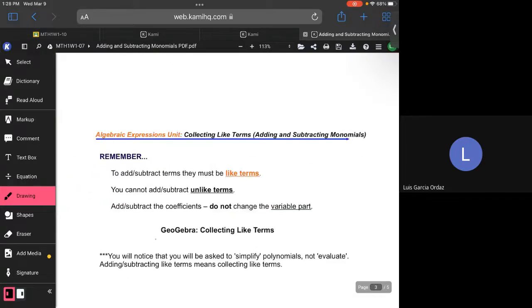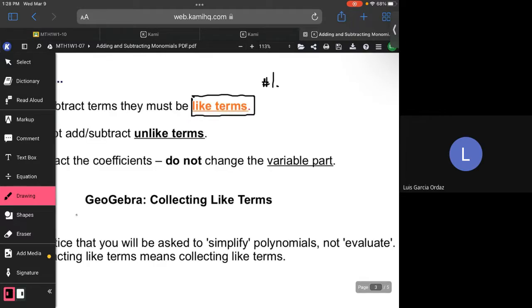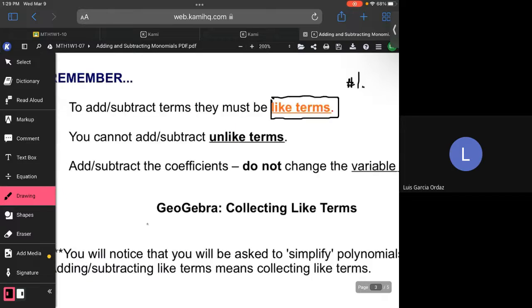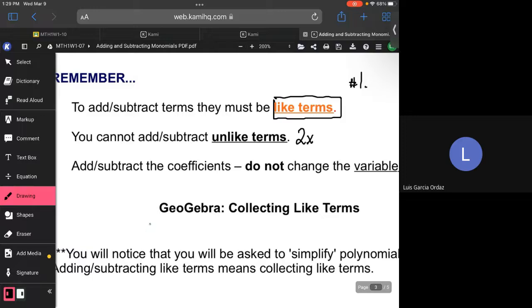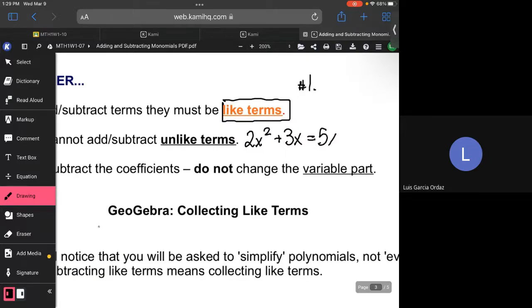Like we were saying before, remember to add and subtract terms, they must be like terms. Okay? That's step 1. They have to be like terms. You cannot add or subtract unlike terms. So if I have 2x squared plus 3x, do not write 5x squared or 5x cubed because that's wrong. Do not write that. My variables are different. You cannot add the coefficients at all.